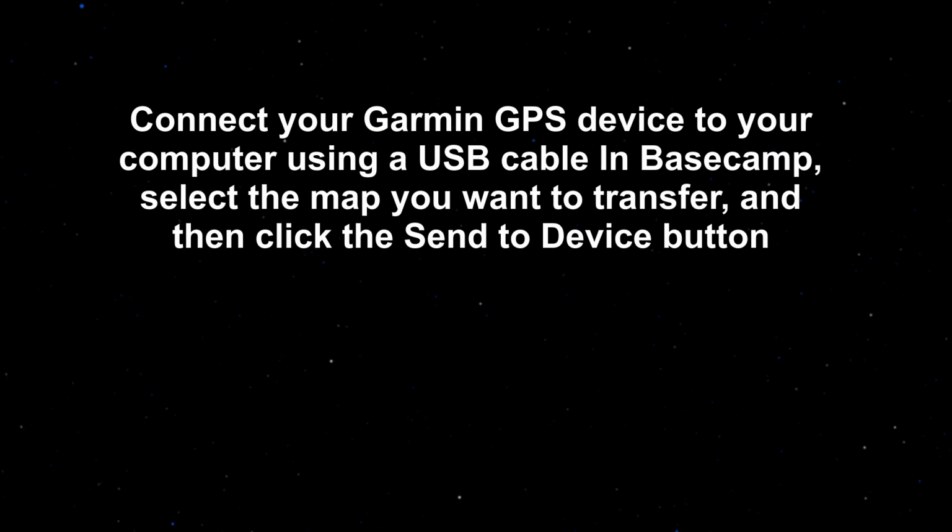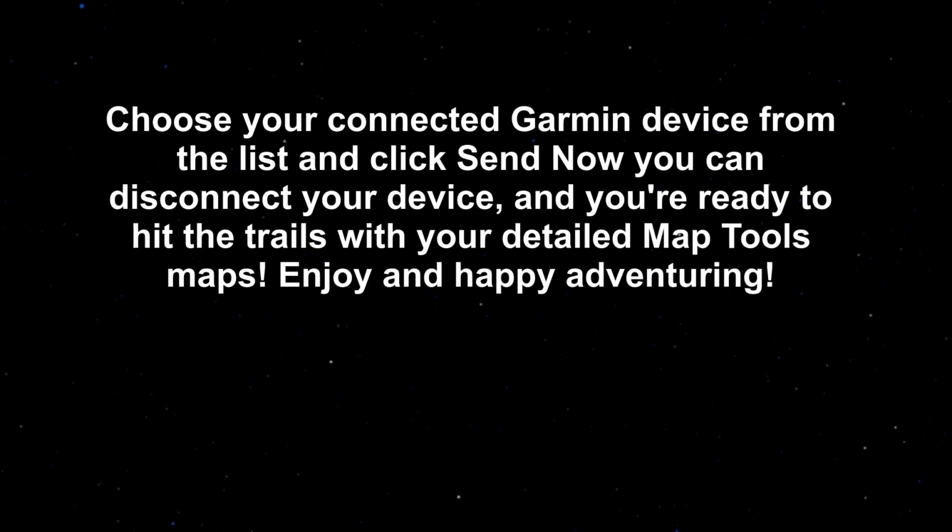you've loaded. Connect your Garmin GPS device to your computer using a USB cable. In Basecamp, select the map you want to transfer, and then click the Send to Device button. Choose your connected Garmin device from the list and click Send. Now you can disconnect your device, and you're ready to hit the trails with your detailed Map Tools maps. Enjoy and happy adventuring!